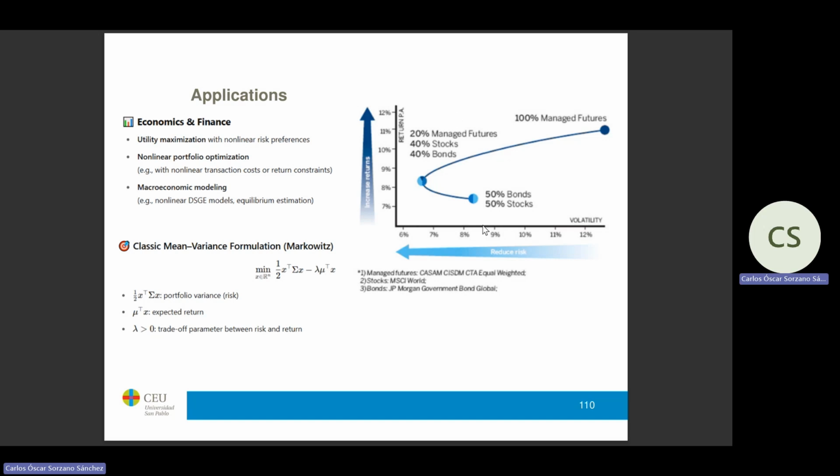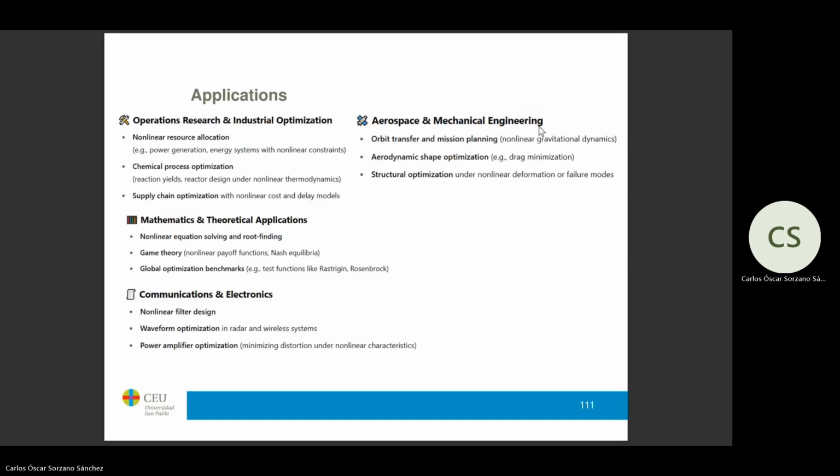That gives you a plot of the volatility, which is this variance, and the expected return. You want to minimize the volatility but at the same time maximize the return. And then there are some trajectories that are optimal in this space. And then more applications here. Each one of those uses nonlinear optimization.